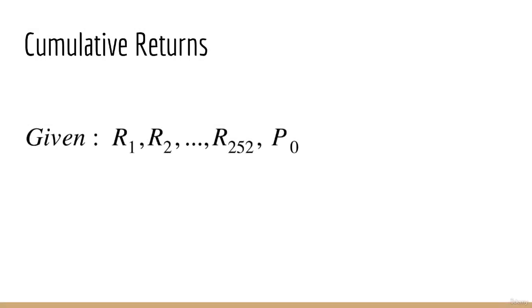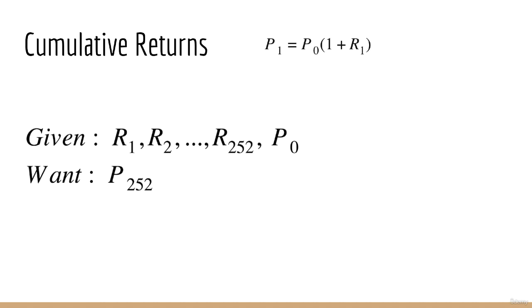Let's do an example with cumulative returns. Suppose I'm given the daily return over an entire year. That's 252 returns and an initial price, P0. I want to calculate P of 252. That is the price at the end of the year. It's important to remember that returns compound. In fact, we can understand this simply by rearranging the equation for the return we had earlier.